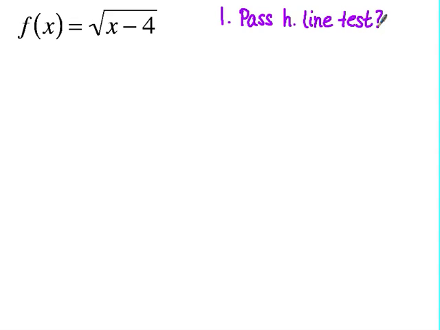So first step, doesn't pass. Okay, so does it pass the horizontal line test? Yep. Now, just a little tidbit. What do you notice is the domain of this function? What's the domain of that function? It goes from 4 to infinity, okay? So that's just a little tidbit. I'm just going to make that note for myself.